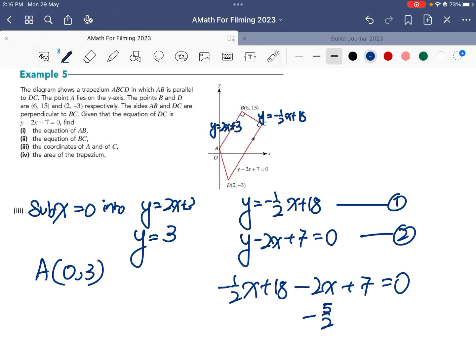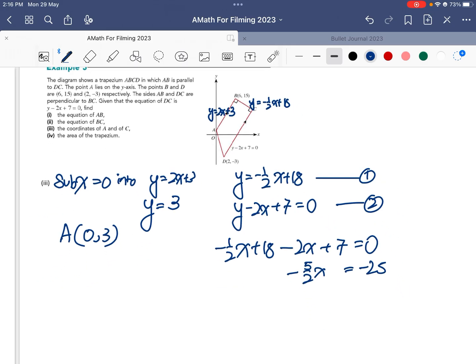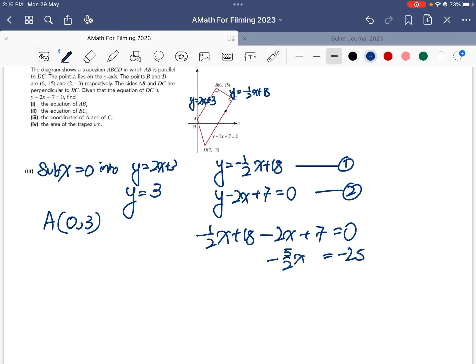So what we get is -5 over 2x is equals to -25. So my x value in this case is equals to 10. So I just take the 10, I substitute into here. I will find that my y value itself is equals to 13. Hence, the value of C is 10 and 13.